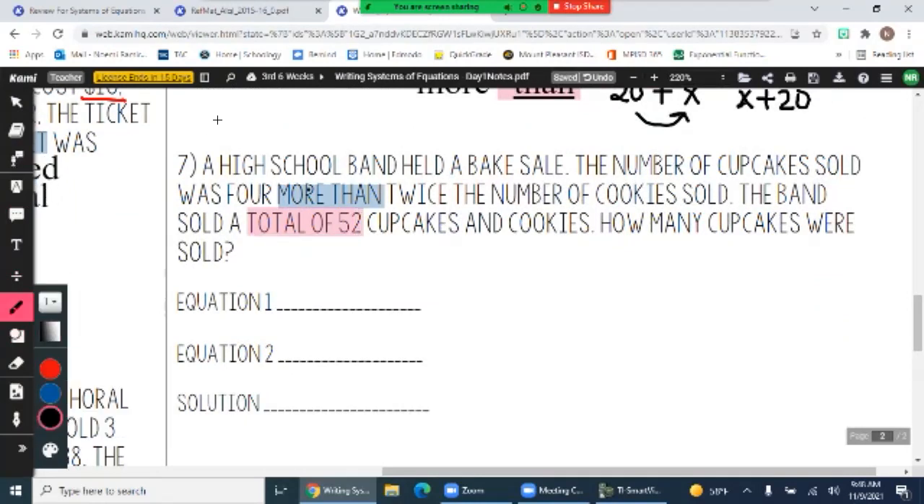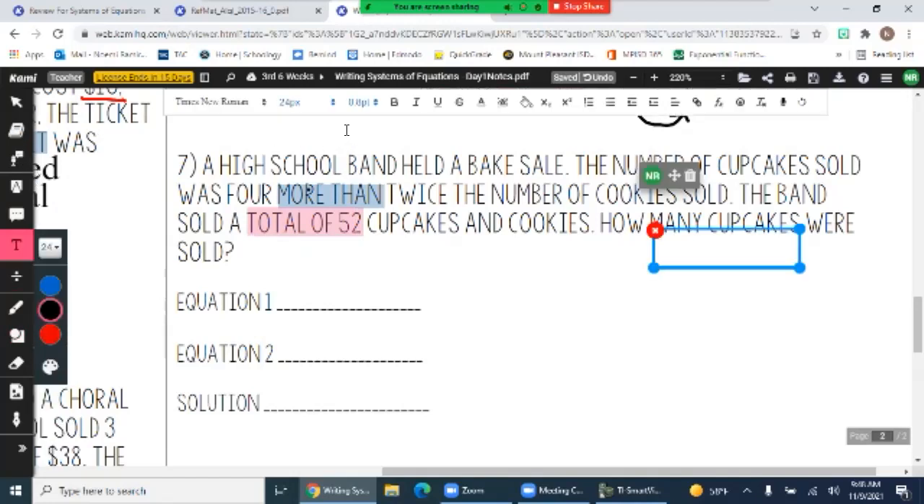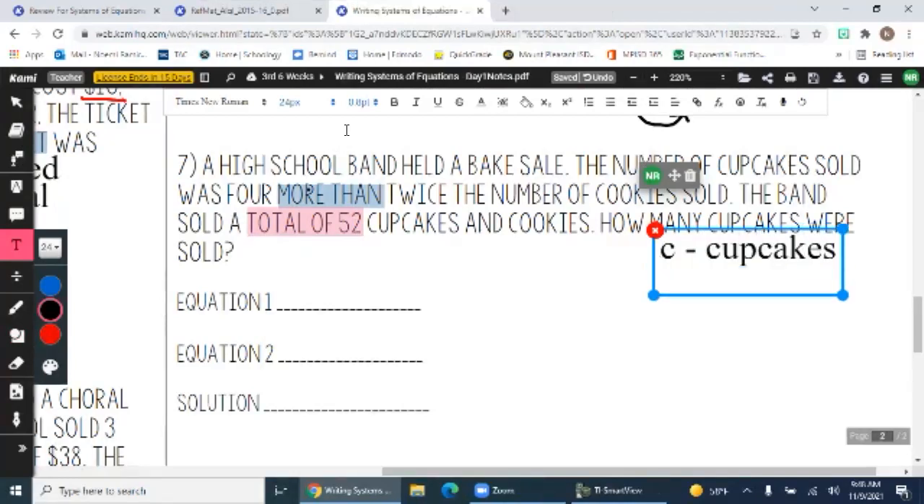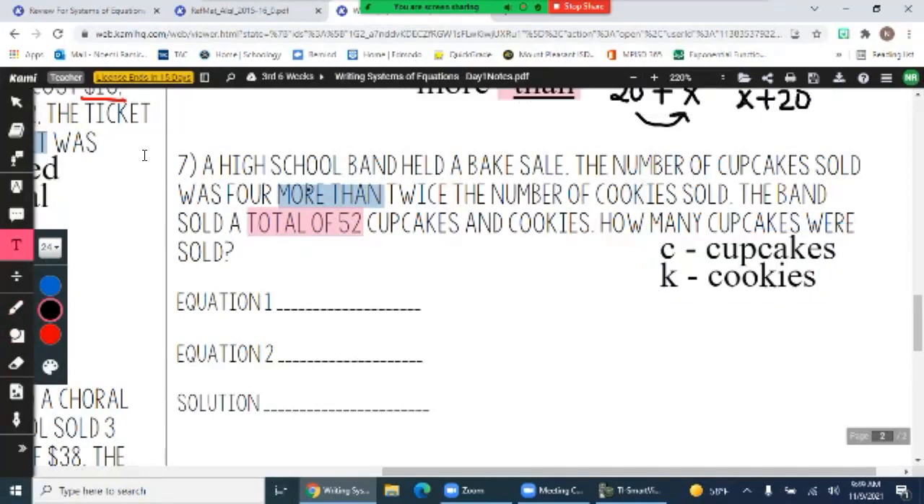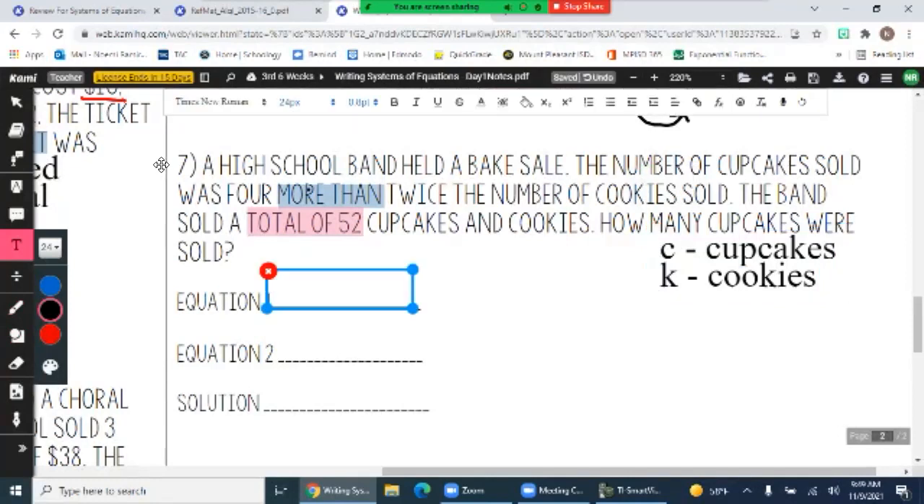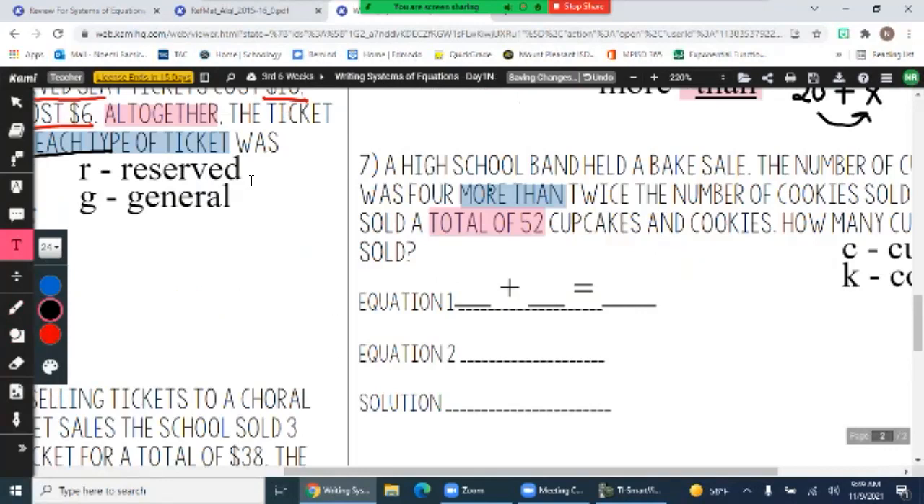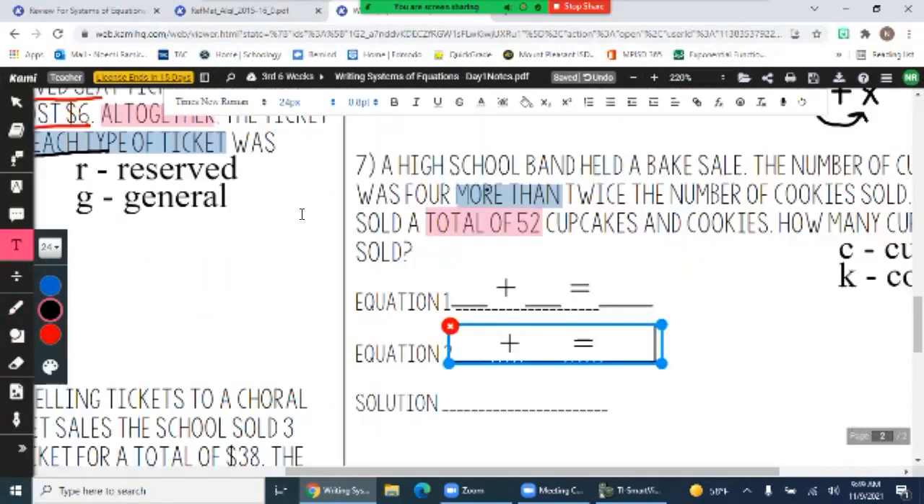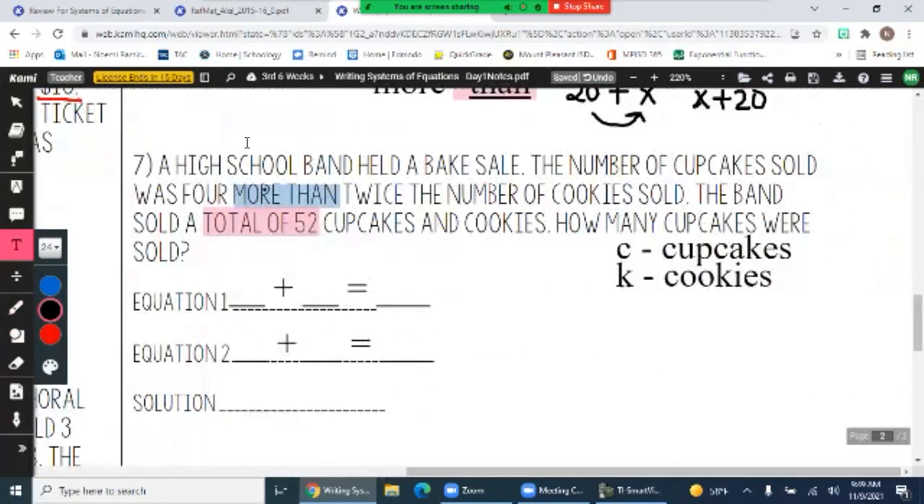When you have a problem like this, you're only going to be given one total. What are my variables? I'm going to use C for cupcakes, I know I said I didn't like using that, and K for cookies. And we are going to type out these equations. Let's see if it works. Oh, yay, nice, perfect. There it is. I'm going to move back over.